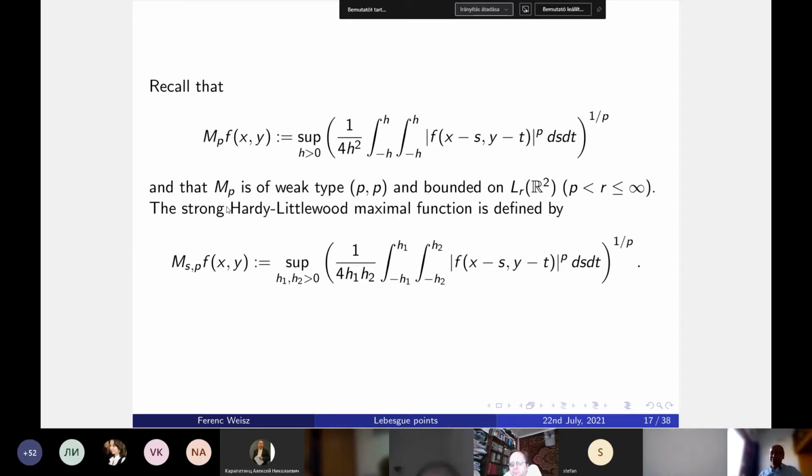Now I can continue with the Littlewood maximal operator. This was the definition of M_P, and it was investigated in the previous section. We integrate here over cubes and divide by the measure of the cubes. I modify now this definition, and I integrate over rectangles. I divide by the measure of the rectangles. This maximal operator is called the strong Littlewood maximal operator.